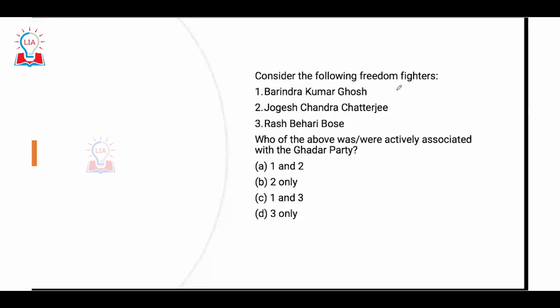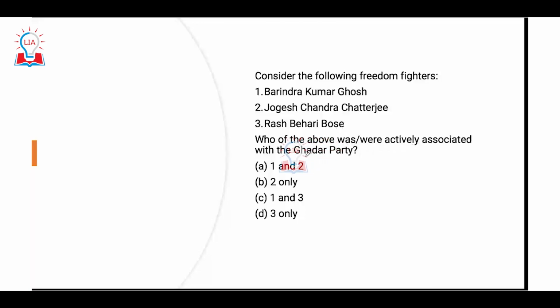Second one, consider the following freedom fighters. Okay, this is considered to be the question which is at the difficult end, because such factual questions we don't usually expect UPSC picking up. Usually we will find this in the state PCS examination, but unfortunately we had a question: Barindra Kumar Ghosh, Jogesh Chandra Chatterjee and Rash Bihari Bose. One very much familiar name in this particular question would be Rash Bihari Bose. Who of the following were actively associated with the Ghadar party?